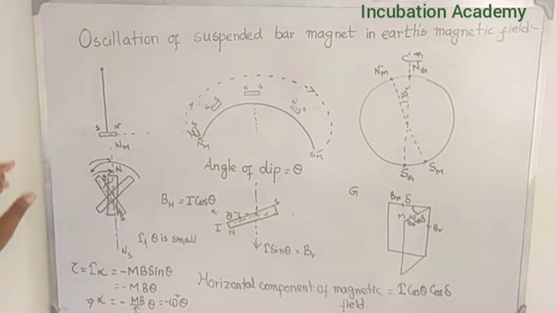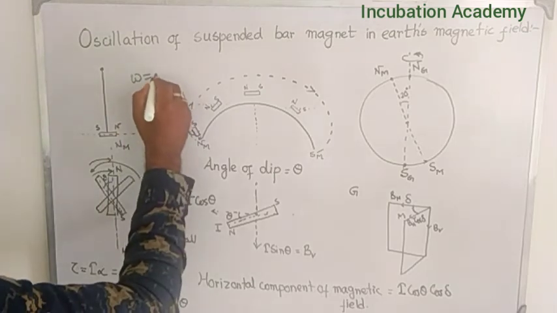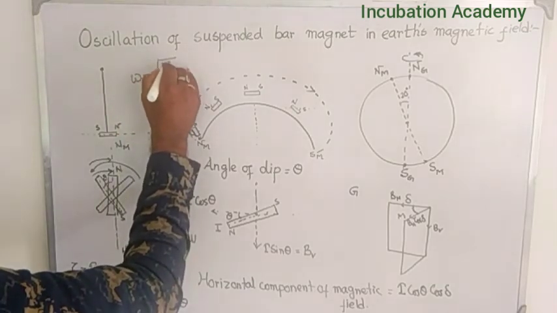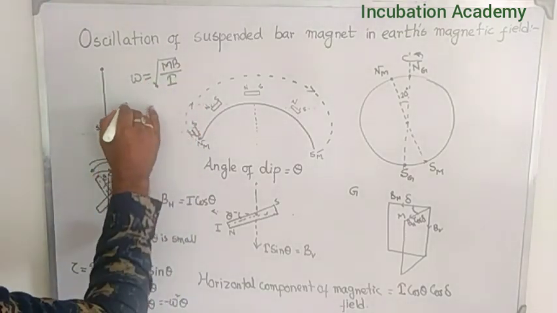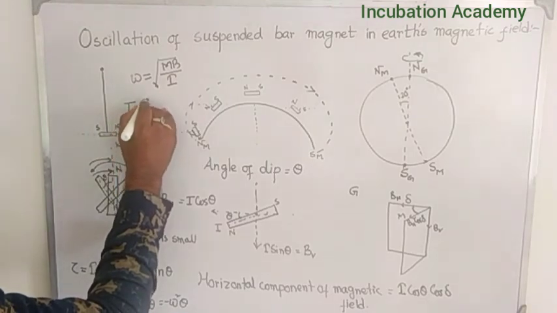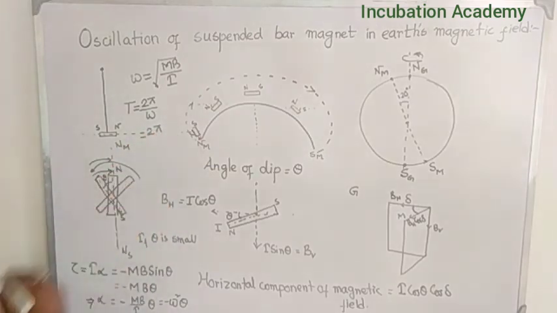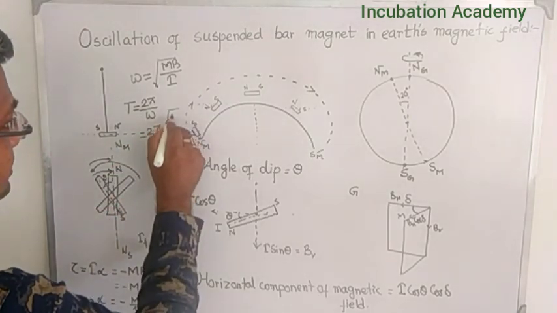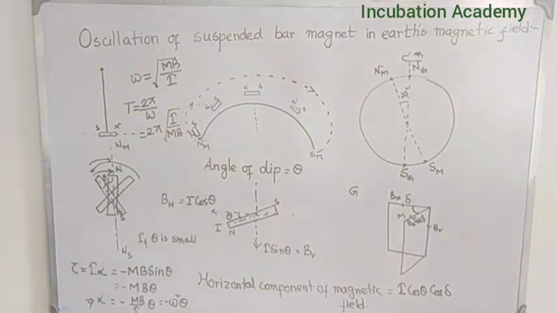After that, any external influence acts on it, and it starts oscillating like this. What is the angular velocity of it? We can find it out from there, and that is, if I write it down here, root over of capital MB divided by I. Then the time period of oscillations can be easily found, that is T equal to 2 pi divided by omega. So this is 2 pi root over of I divided by MB.